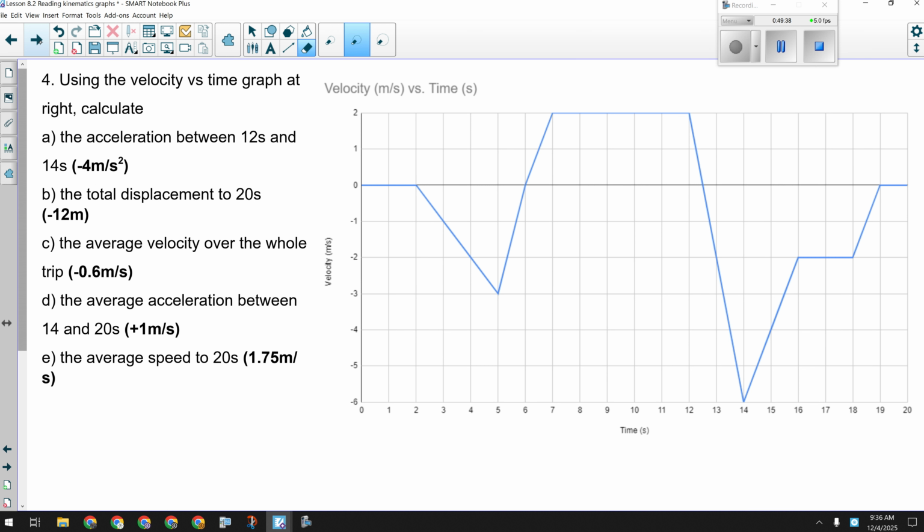Okay, so this is question 4 on your workbook here, that we were working on yesterday. Just because these graphs are irregular doesn't make the rules we just learned on a linear graph wrong. They are still true. These formulas, which are on your formula sheet, still apply.